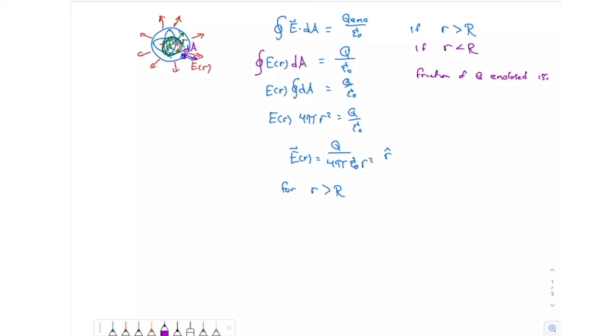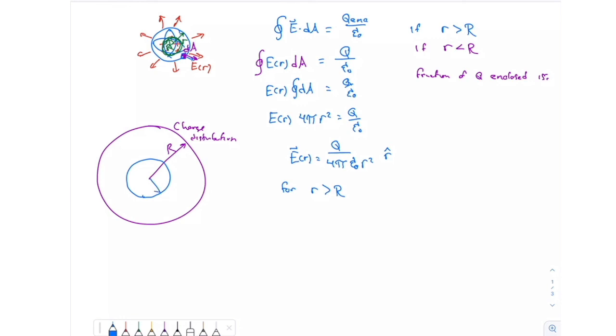and maybe I should draw a more careful diagram here. If this is my charge distribution, and it has a radius big R, and then my Gaussian surface is smaller than that and has a radius little r, how do you think I could figure out how much charge is enclosed in that smaller volume?